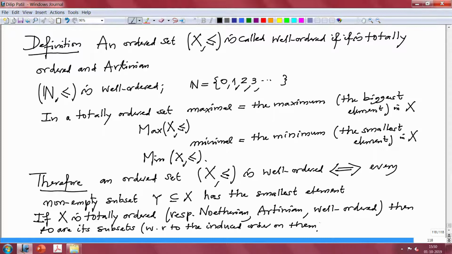So, for example, three sentences are combined in this sentence. If you start with a totally ordered set, then the subset is also totally ordered with respect to the induced order. If X is Noetherian, then its subset is also Noetherian. If the set is Artinian, then its subset is also Artinian. No, not under the assumption totally ordered, sorry. Read these individually. X totally ordered, then subsets are totally ordered. X is Noetherian, then subsets are Noetherian. X is Artinian, subsets are Artinian. X is well ordered, then the subsets are well ordered. All right.